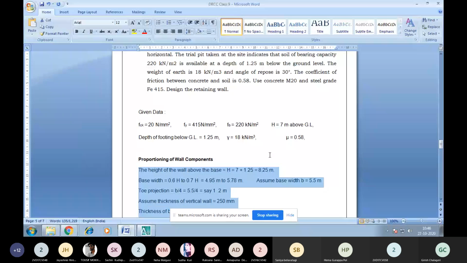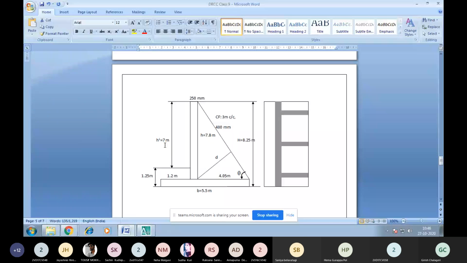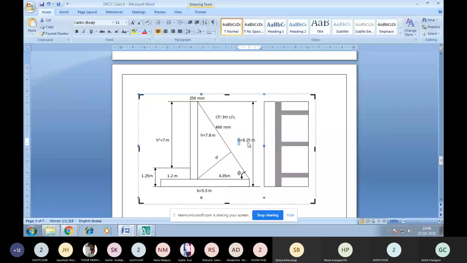So we can draw the diagram here. We can see H1 is 7 meters, that is the given backfill. 1.25 is the depth of foundation, given already. From these two heights, we got the total height as 8.25. Once we got the total height, we calculate the base width, that is 0.6 to 0.7 times the height. So we are assuming the base width as 5.5 meters.